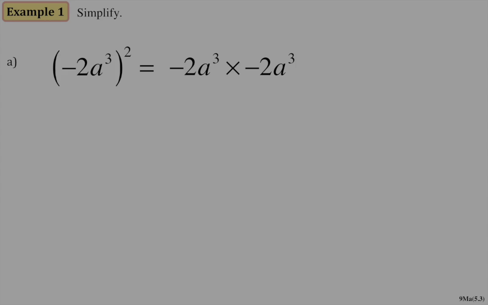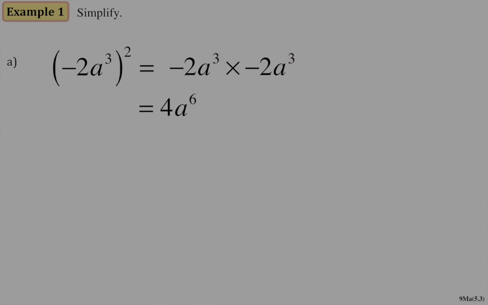Now, another way of thinking of it is this is minus 2a cubed multiplied by minus 2a cubed, because that's what squared means. It means multiply the bit inside the bracket by itself twice. I wouldn't normally write this; I'm just showing you that it can be written like this. But if you write it like this, you can see that negative 2 times negative 2 is 4. A cubed times a cubed, add the powers when you're multiplying, gives a to the power of 6.